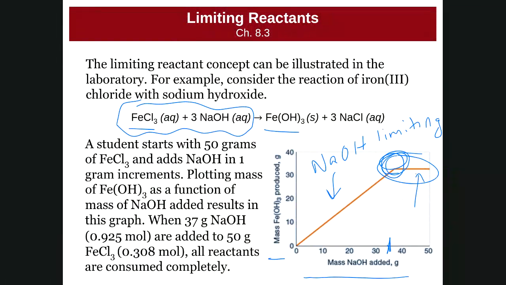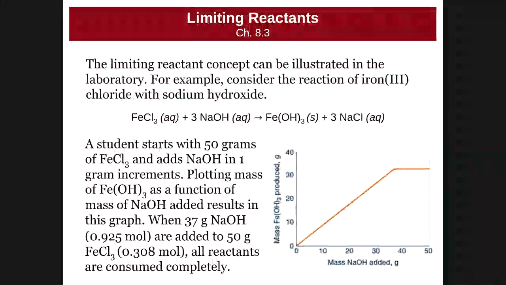After that point is where the iron chloride becomes limiting, so our iron hydroxide production is no longer controlled by the mass of sodium hydroxide. It is now controlled by the mass of iron chloride. So unless you add more iron chloride to your reaction, your amount of iron hydroxide is not going to change because iron chloride is now your limiting reactant and you have used it all up. All right.